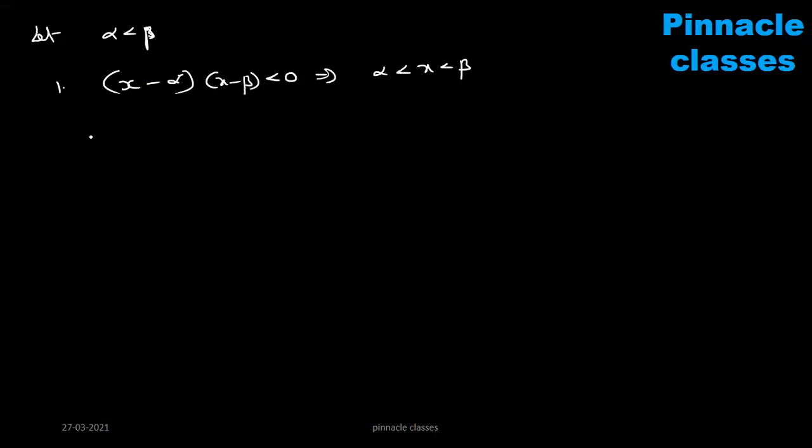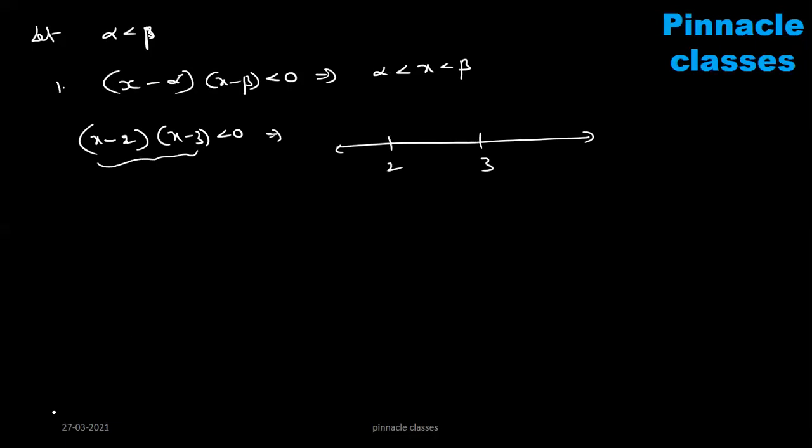Example, x minus 2 into x minus 3 less than 0. What is the meaning? Every time this part is converted to 0. See, 2, 3. Simple. You can use the formula if you know the formula. If you forget, here is how to identify. Strictly less than 0 means these are excluded.